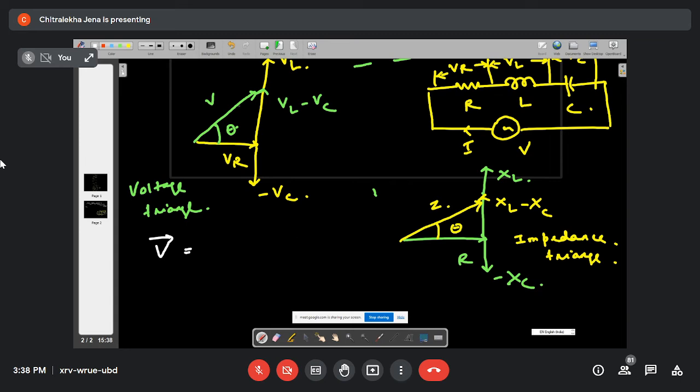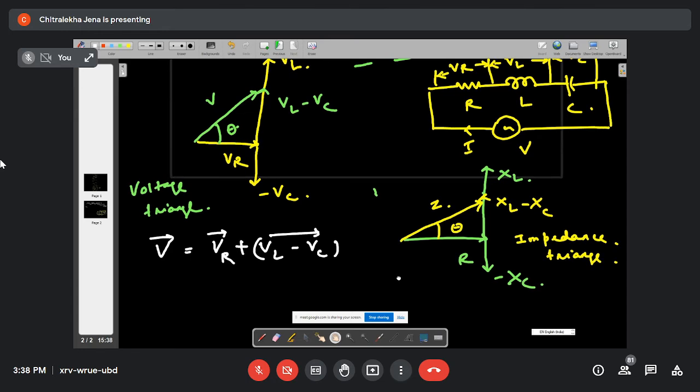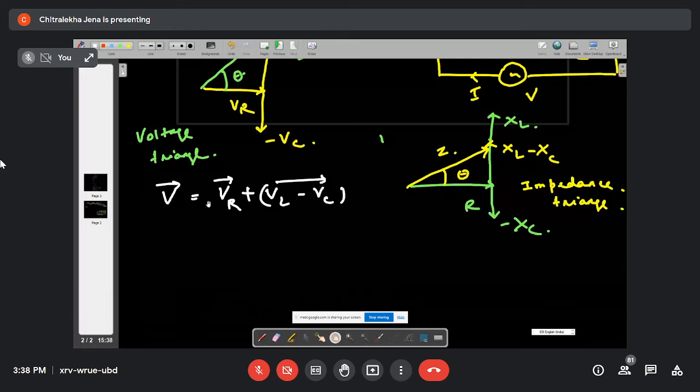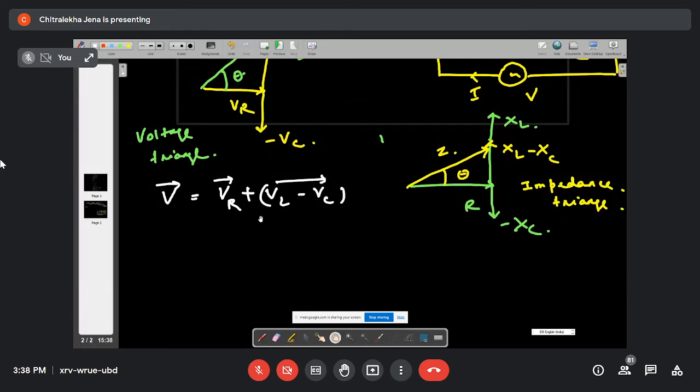From the voltage triangle, tell me, V is the addition of which two phasors? VR plus VL minus VC phasor. Remember that I am taking VL minus VC because I have assumed that VL is greater than VC. So VR plus VL minus VC phasor will be equal to the supply voltage, right?